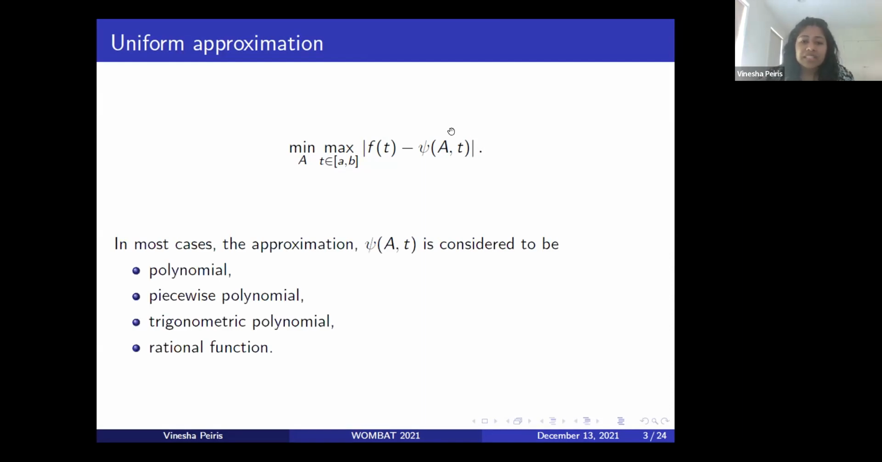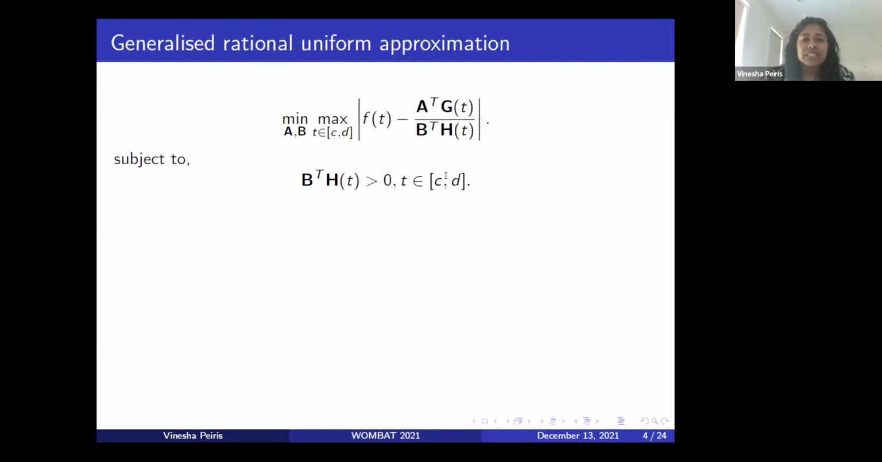So this approximation psi of A t may be a polynomial, a piecewise polynomial, a trigonometric polynomial, or even a rational function. We are interested in the case where this approximation is a rational function. In the case of generalized rational uniform approximations, we have a ratio of two linear functions. Now I have my parameters, capital A and capital B. They are coming from the numerator and the denominator, and they are subjected to optimization. And then I have g of t and h of t. They consist of the basis functions. And here we are not restricted to monomials. We can have any function of t in the basis functions.